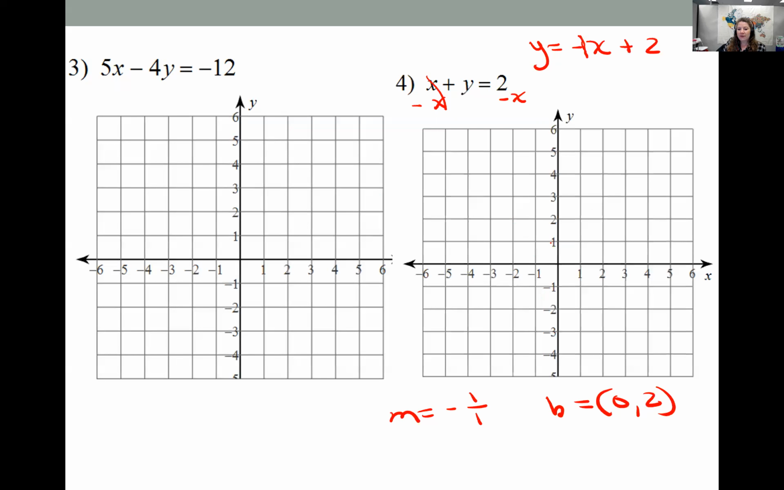So we're going to start graphing at 0, 2. It's a negative slope. You always have to remember that. If it's positive, it goes up and to the right. And if it's negative, you're going to go down and to the right. So we're going to go down 1, right 1. Down 1, right 1. And there is our line, our negative line that goes down and to the right.